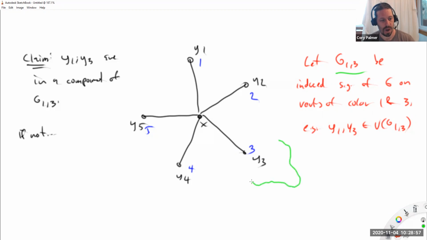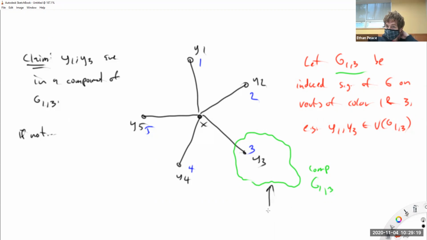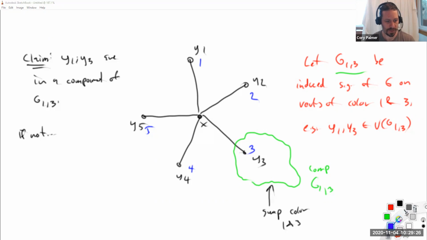Well, then look, Y3 is in some component of G1,3, right? This is a component, but it doesn't reach over to Y1. What should I do then in this component? What do we do in Brooks's theorem? Anybody remember the trick? Swap them? Yeah, let's swap. Swap color 1 and 3 in this component. So all 3s become 1s and 1s become 3s in there, okay?